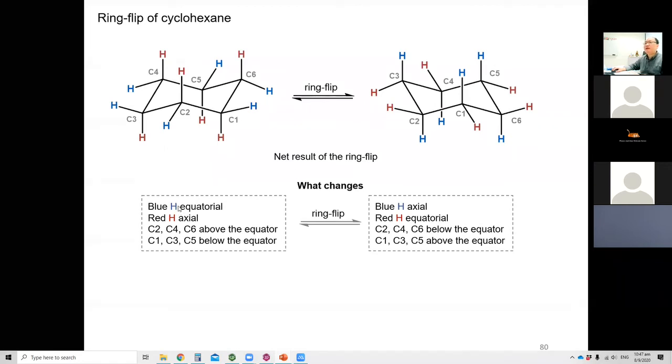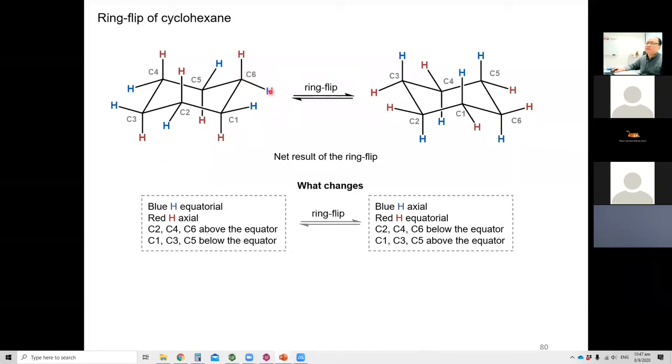First, on the left one, the blue hydrogens are equatorial, like the C6 hydrogens are equatorial. And on the right, on C6, the hydrogen is pointing down. It's axial now. It's not equatorial. And the red hydrogens go from axial to equatorial. Carbon 1, axial pointing down, is still pointing down, but now it's equatorial.